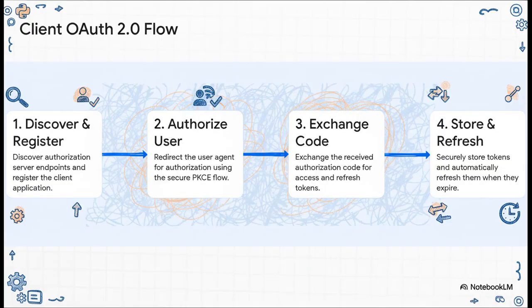The client, of course, also needs to handle its side of the OAuth 2.0 security flow. The components for this are in /src/model context protocol/client/oauth.py. It supports the full authorization code flow with PKCE for security, and it takes care of things like endpoint discovery, exchanging the code for tokens, securely storing those tokens, and even automatically refreshing them when they expire.